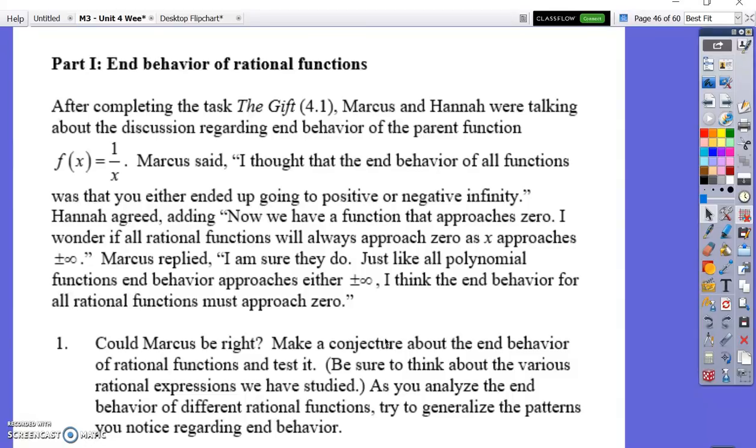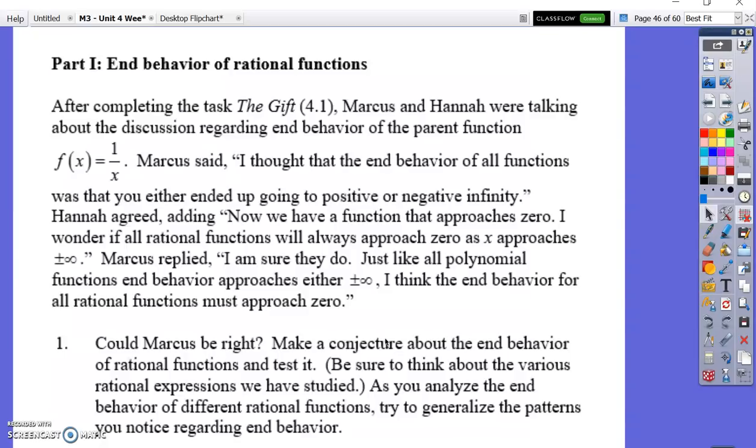Marcus thought that end behavior of all functions was either going to positive or negative infinity, which is completely true for polynomials. But now we have this function, which Hannah noticed approached 0. For 1 over x, the ends both approach 0. As x becomes really big, the function becomes really, really small, and as x becomes really, really negative, the function also becomes 0.